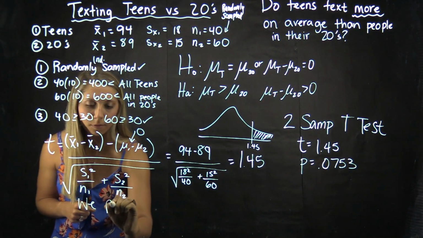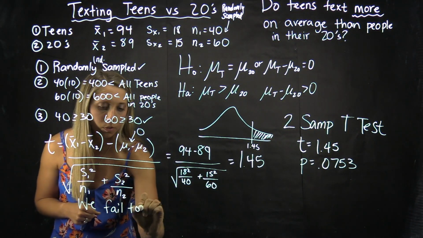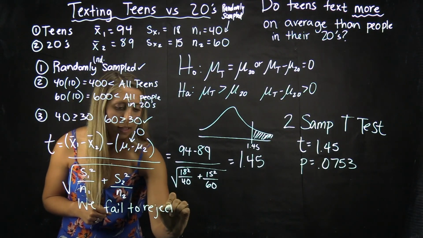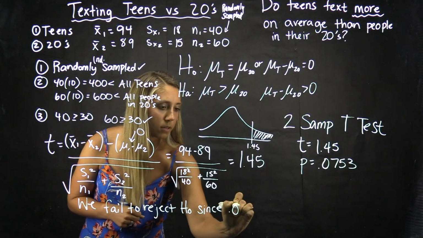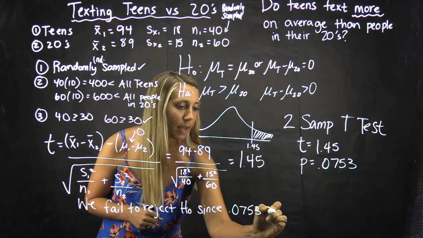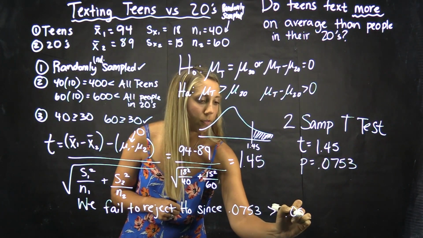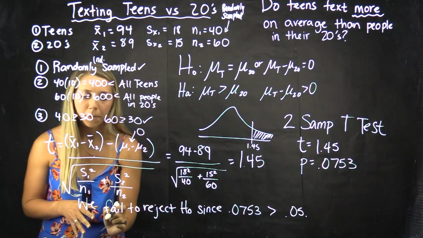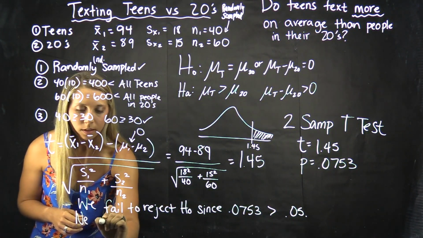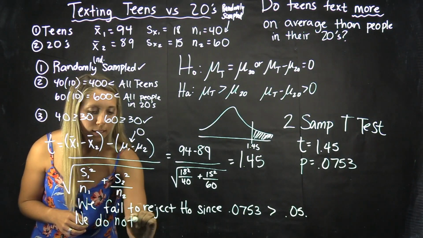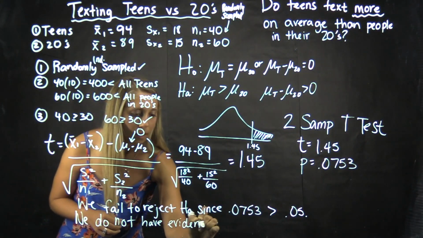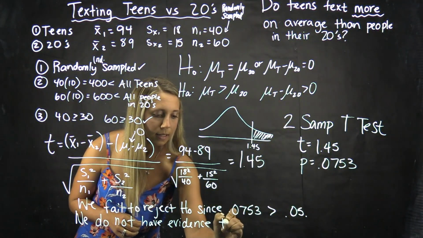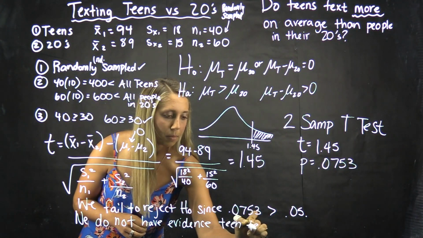So now we can make a conclusion off of that. We fail to reject H naught since 0.0753 is in fact bigger than 0.05. Therefore, we do not have evidence of the teens texting more.